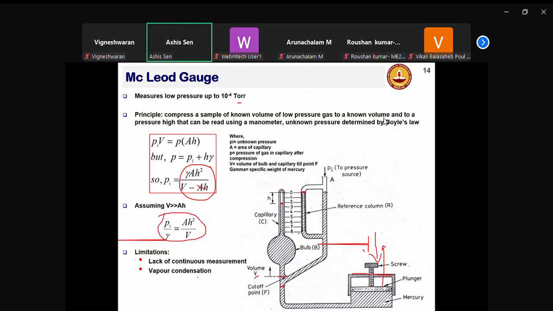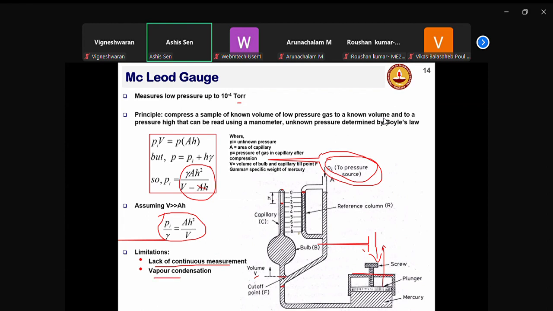But there are limitations of the McLeod gauge. If the source pressure is constant, then you can just move this plunger up and trap this source fluid, bring it back, compress it, note the height difference and measure pressure. But if the source pressure is dynamically changing, every time the pressure changes you have to do this, and it takes a finite amount of time. So you cannot really do measurement continuously. If the source pressure is changing frequently, it becomes very difficult to measure.